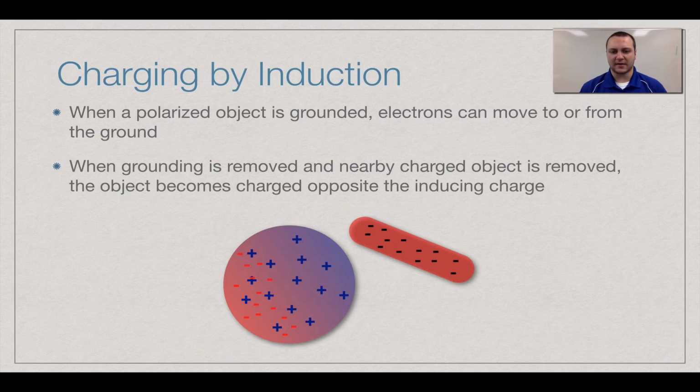So again, we've got a negatively charged object. So we're going to repel those electrons. They're going to go away from that negatively charged rod. Next, we are going to do what is known as grounding. Grounding is an extremely important process, and we'll get into that for electric circuits.